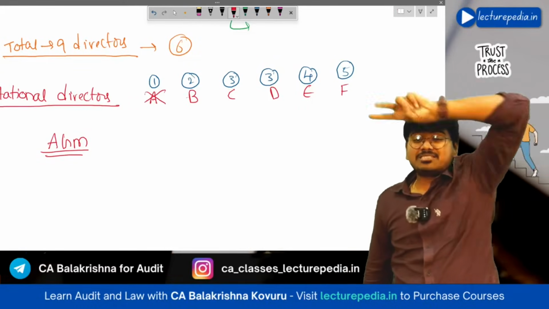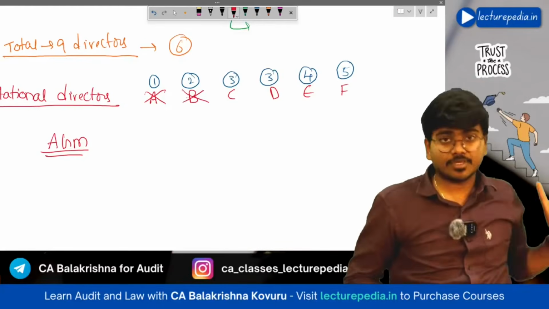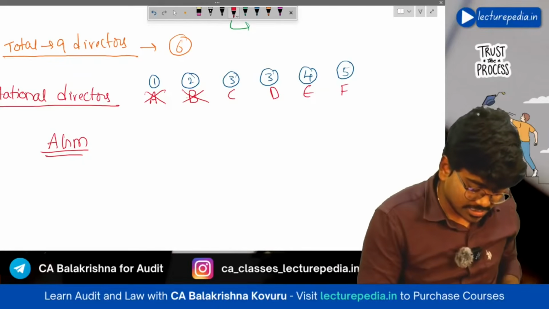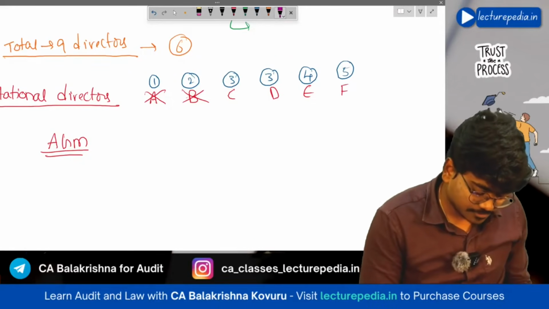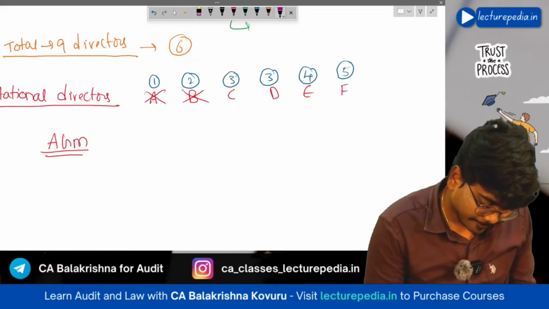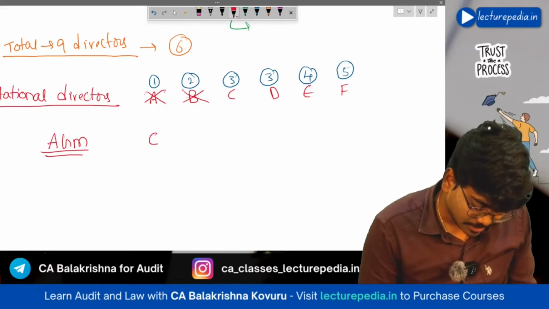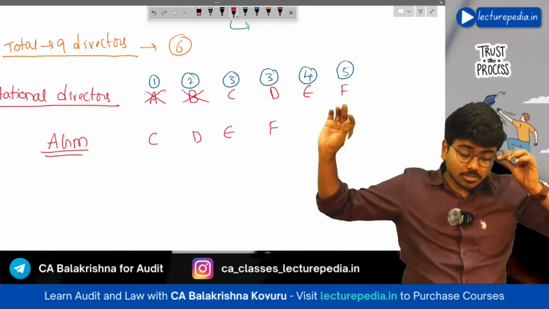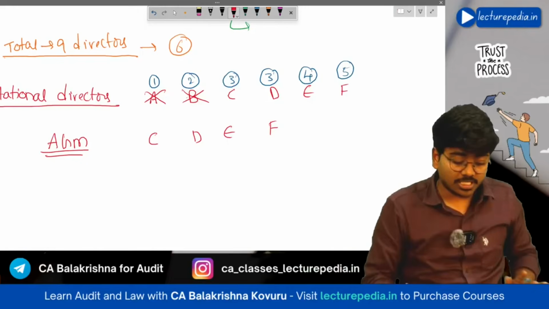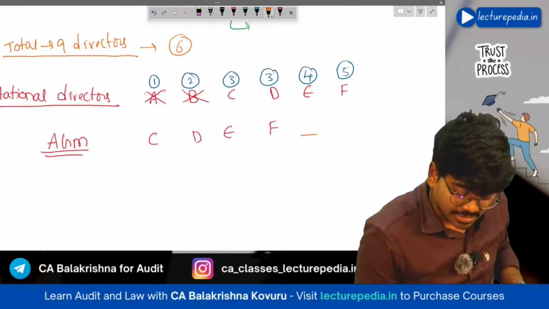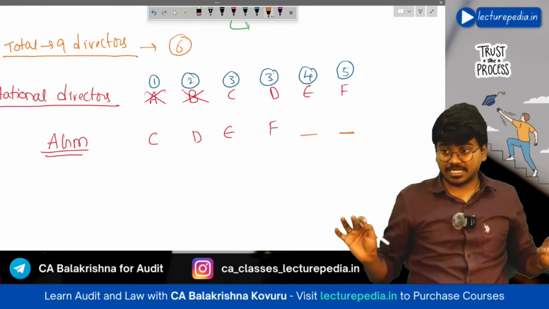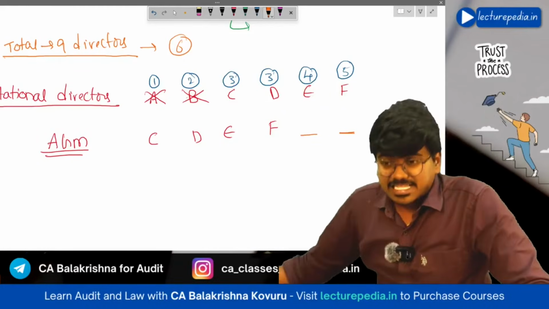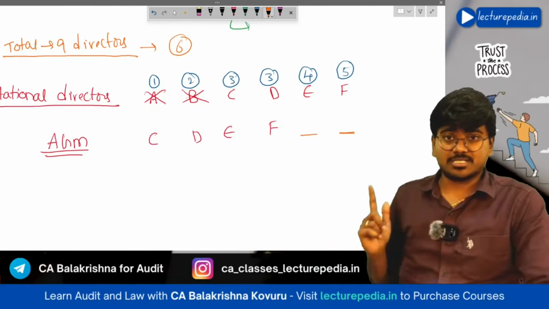After A, B is the senior most. B also will retire. So since 2 persons have to retire, 2 persons got retired in the annual general meeting. Now the balance available directors are Mr. C, Mr. D, Mr. E, Mr. F. So total 6 directors have become 4 directors only. The remaining 2 positions are vacant, right?